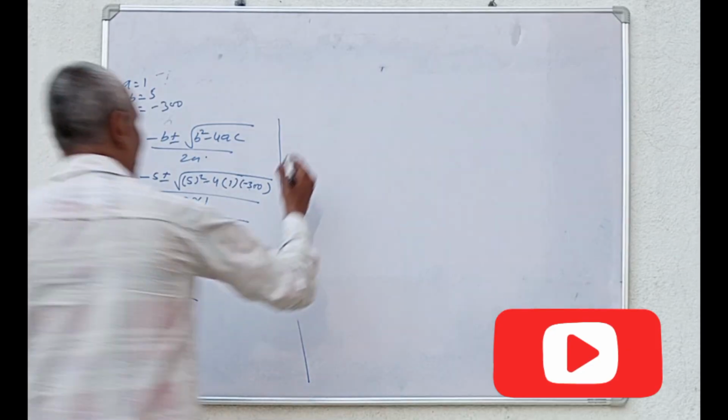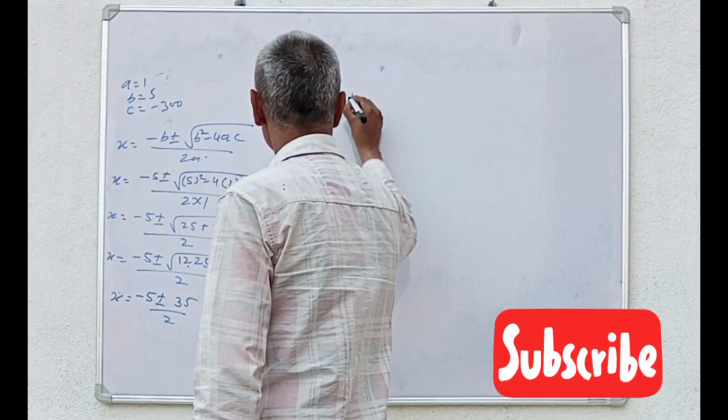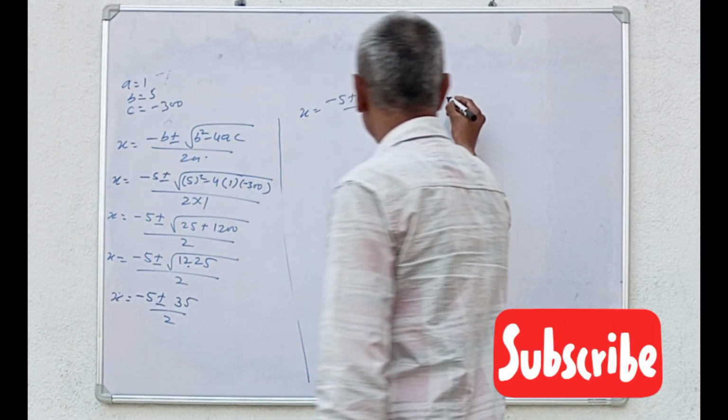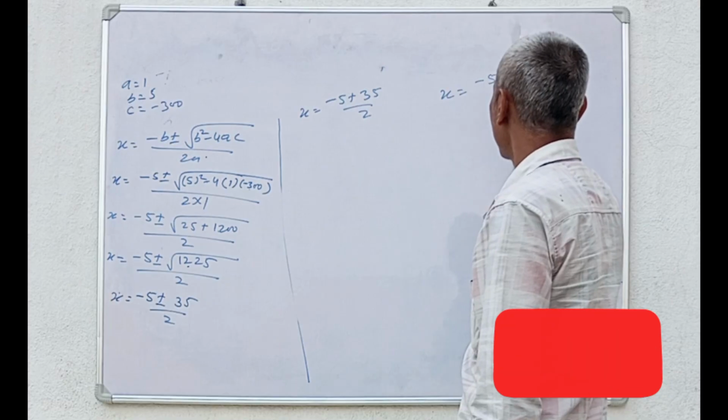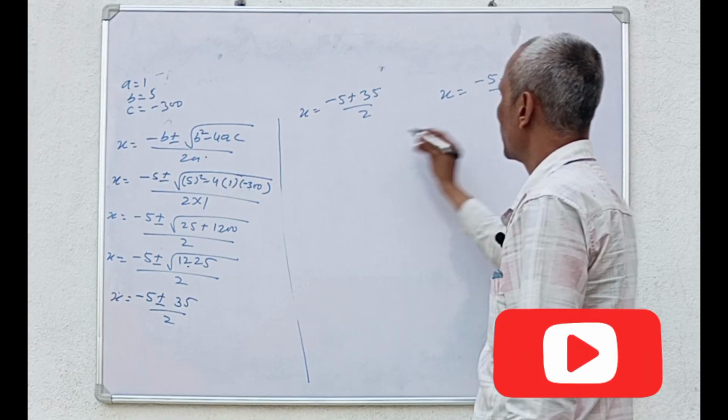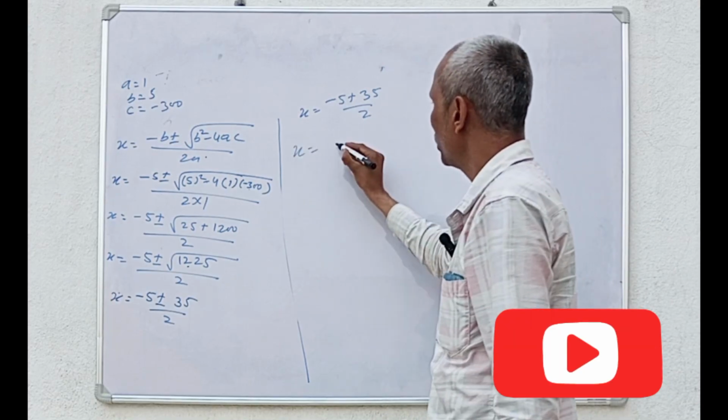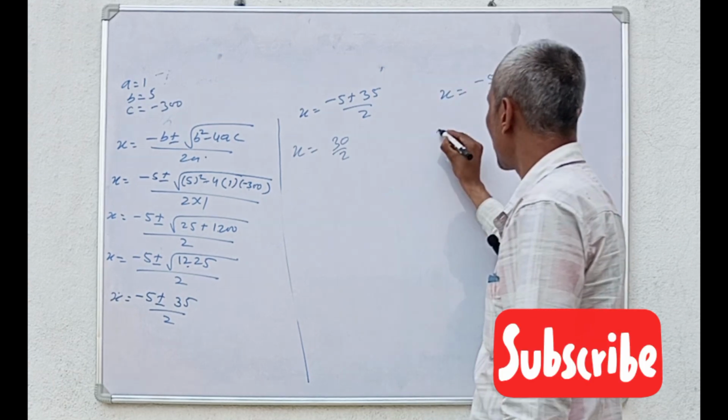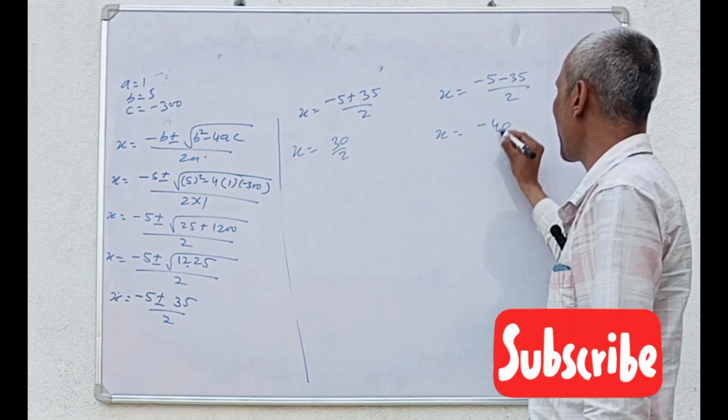Now one time taking plus, x is equal to minus 5 plus 35 by 2. One time taking minus, x is equal to minus 5 minus 35 by 2. This number becomes x is equal to 30 by 2. This number becomes x is equal to minus 40 by 2.